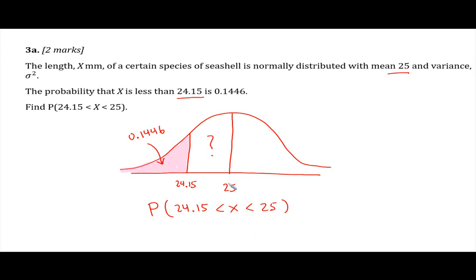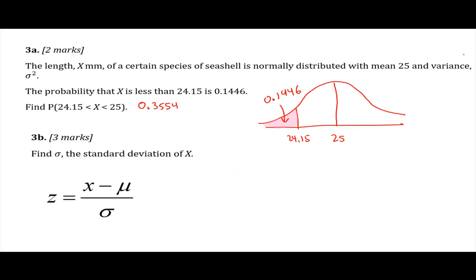If you recall, the mean represents 50%, and 50% is 0.5. So all we have to do is take 0.5 minus this part here, and that will give us the area piece we're looking for. So minus 0.1446. Just calculate that in the calculator, and you would end up with 0.3554.